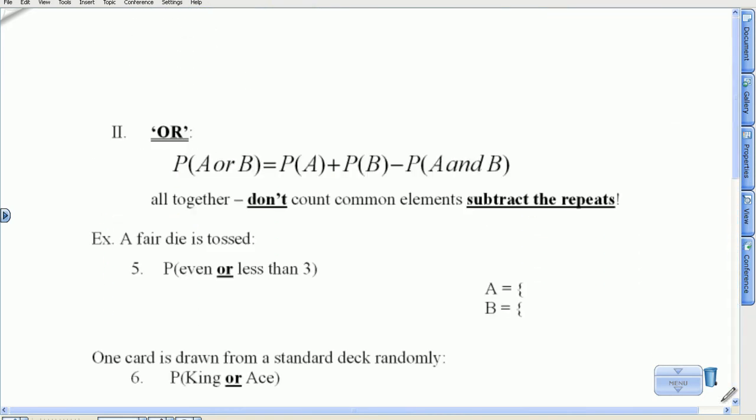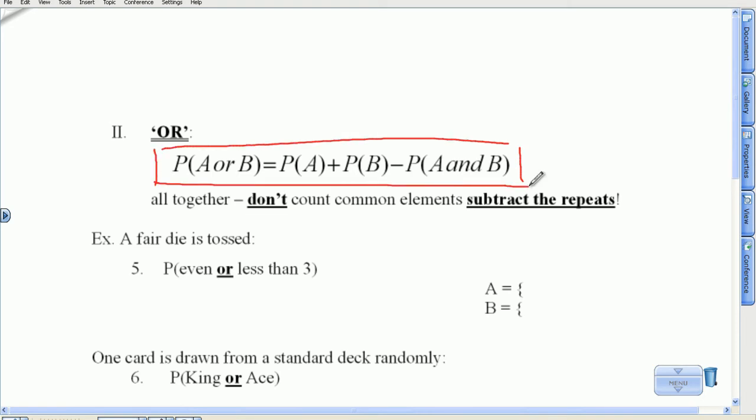Alright, moving on. Last section, OR. Okay, OR. Now we have our first formula that we have to memorize, and I'll be honest with you, there's only about 3 formulas in the chapter. The probability of A or B must be memorized. You take the 2 individual probabilities, you add them together, you figure out if there's any repeats, and you subtract out the repeats. The probability of A and B are repeats and have to be subtracted out.